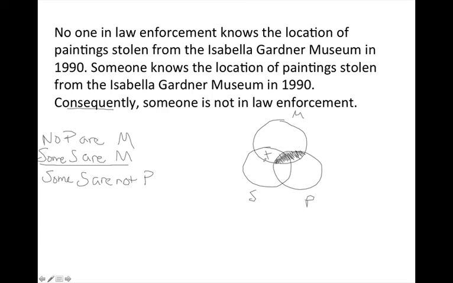Some S are M. The X has to go in that area of overlap between S and M. It can't go here precisely because this is empty. There's no X here. And it wouldn't go on the side anyway, the X. So is it the case that some S are not P? Yes. The argument is valid.